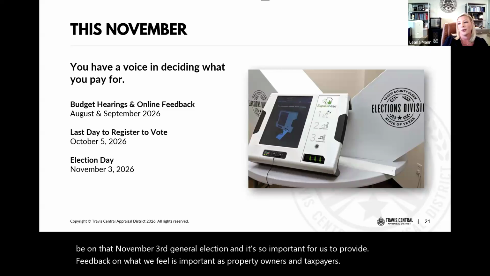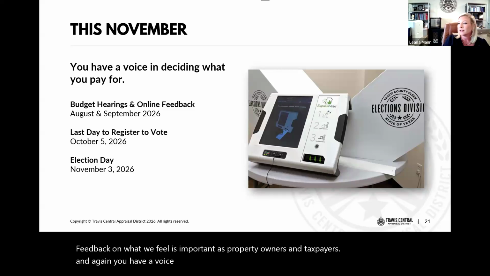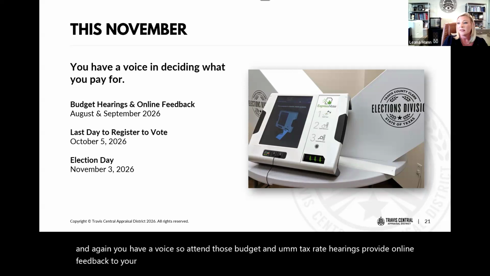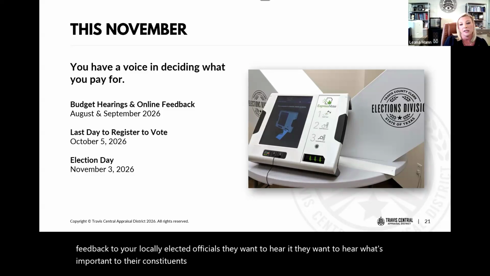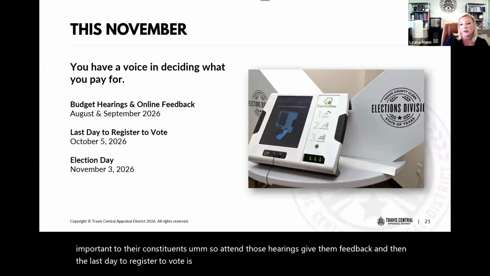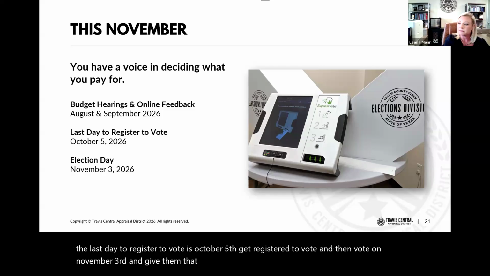And again, you have a voice. So attend those budget and tax rate hearings. Provide online feedback to your locally elected officials. They want to hear it. They want to hear what's important to their constituents. So attend those hearings, give them feedback. And then the last day to register to vote is October 5th. Get registered to vote and then vote on November 3rd and give them that feedback. Let your voice be heard.